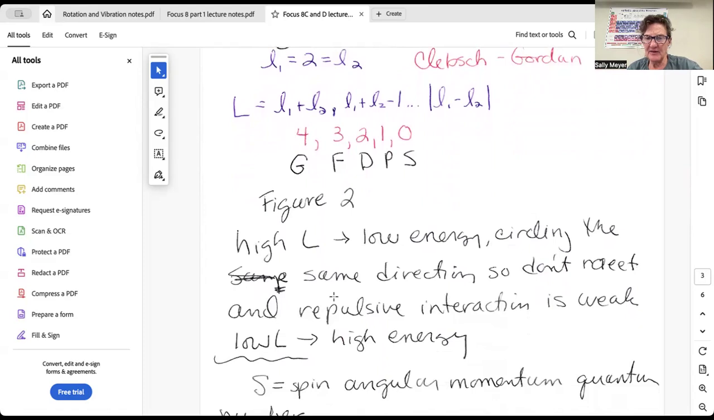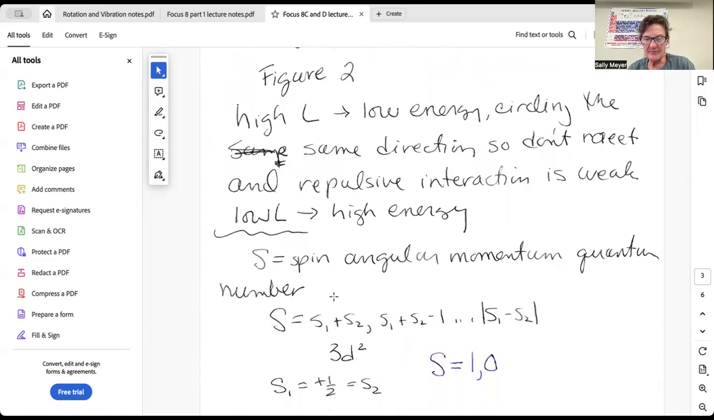A high L value means you have low energy because the electrons are circling in the same direction, so they don't run into each other essentially, and so the repulsive interaction is weak. But it's the opposite if you have a low L value. They counter each other, which means they're going around the nucleus in exactly the opposite direction, so they're essentially interacting a lot with each other. So it's high energy. As we go through, that would tell us that the G, L equals 4, which is a G angular momentum, would have the lowest energy, and the S would have the highest.